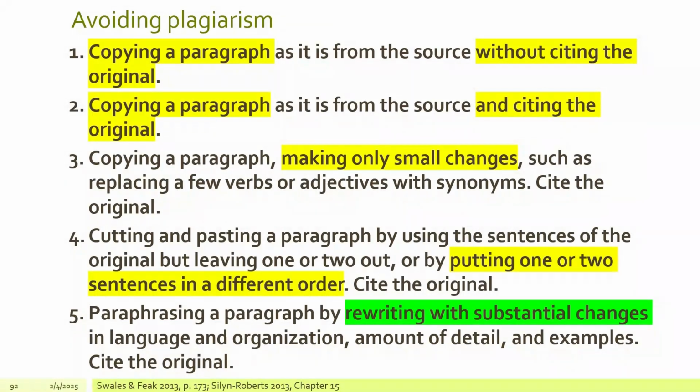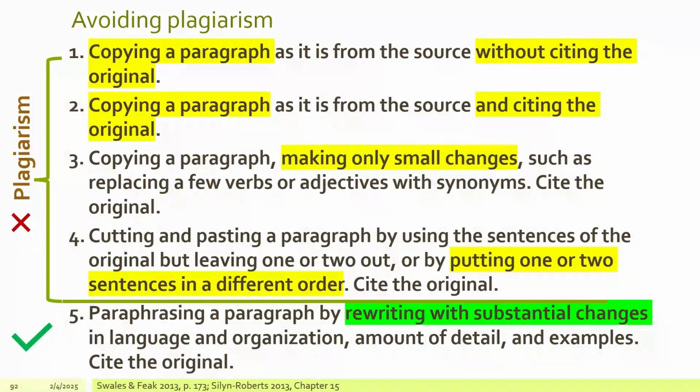Whereas little changes don't work, substantially rewriting and paraphrasing in your own words does. Just also be sure to cite your source. Therefore, only the last of these constitutes original work.